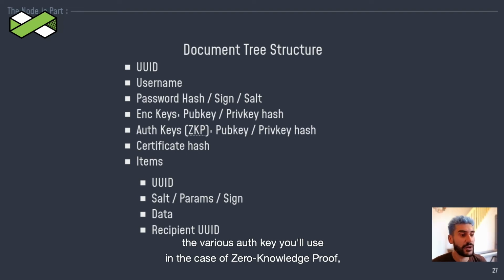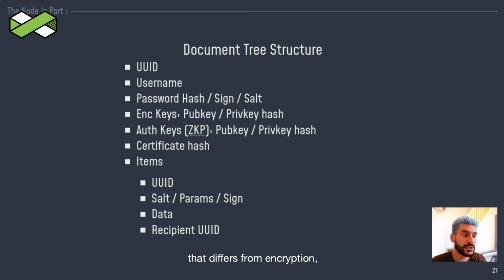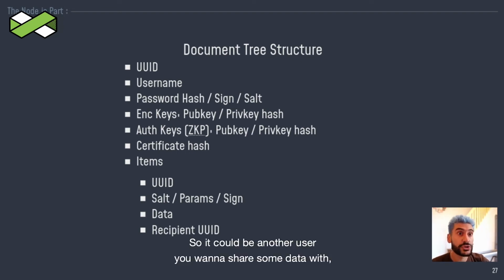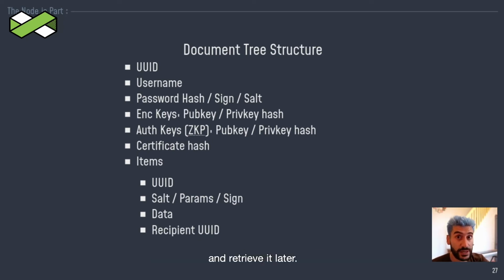the various keys that will be used in case of zero knowledge proof, like the public keys, if you want to use another asymmetric key pair for authentication and not for encryption, the certificate hash, and a list of items that are some kind of data chunks. And for each item, a dedicated UID, a salt, some parameters, the data by itself, and the recipient ID that the data will be delivered to. So it could be another user you want to share some data with, or it could be the user by itself in case you just want to back up some data and retrieve it later.